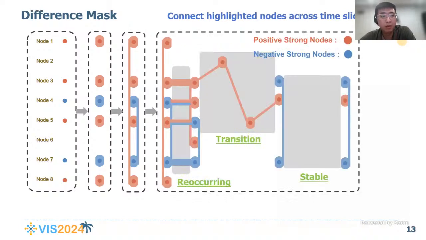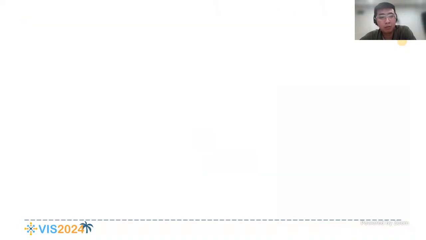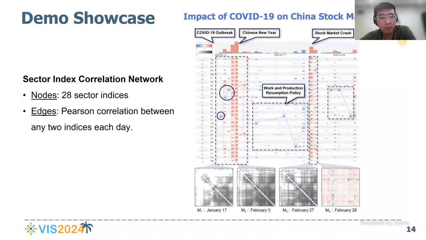Next, I will use a demo to showcase how to use DiffSeer to analyze a financial network. This network is a sector index correlation network of the China stock market. The nodes here are 28 sector indices, and the edges are the correlation between any two indices per day. If the edge weight increased, it means two indices have a similar changing pattern. If the edge weight decreased, it means these two indices have a different changing pattern.